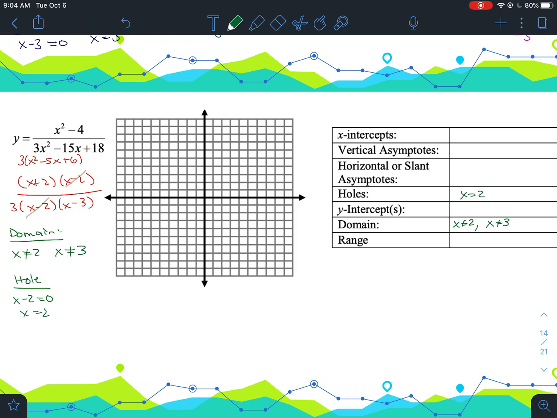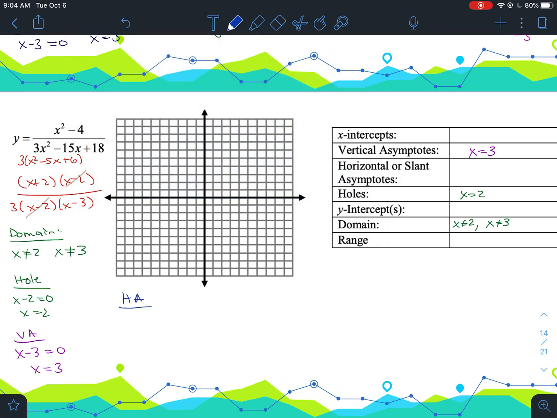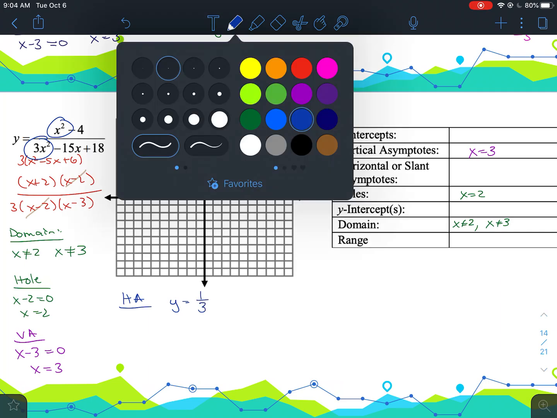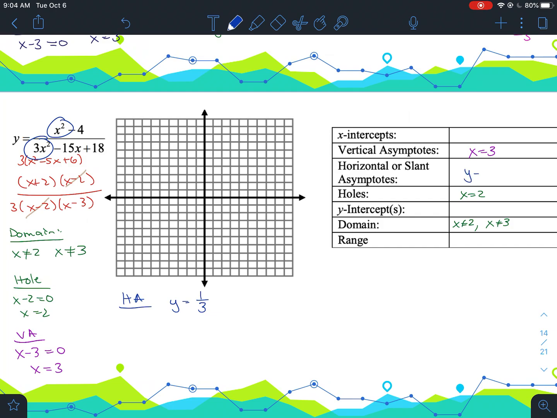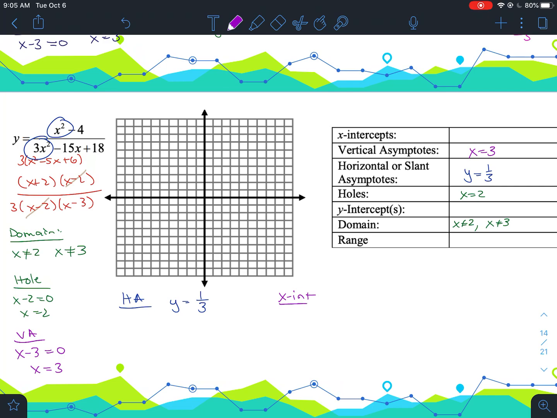So we have a hole when x minus 2 equals 0. So we have a hole at x equals 2. What didn't cancel makes the vertical asymptote. So what's left in the denominator is x minus 3. When x minus 3 equals 0, we have a vertical asymptote at x equals 3. The horizontal asymptote is the degree war. So who wins? Well, it's a tie again. So I have a horizontal asymptote at 1x squared over 3x squared, or 1/3. So y equals 1/3.